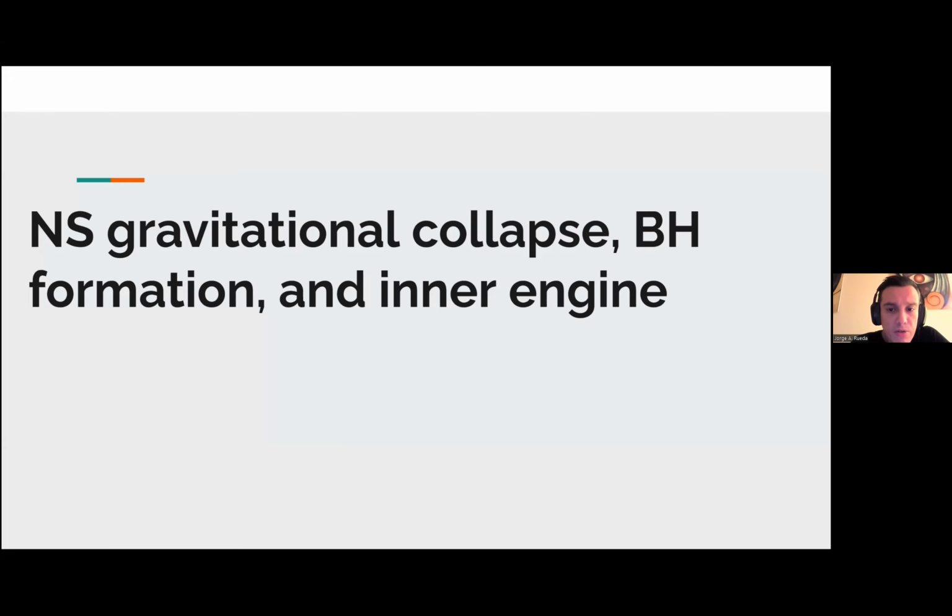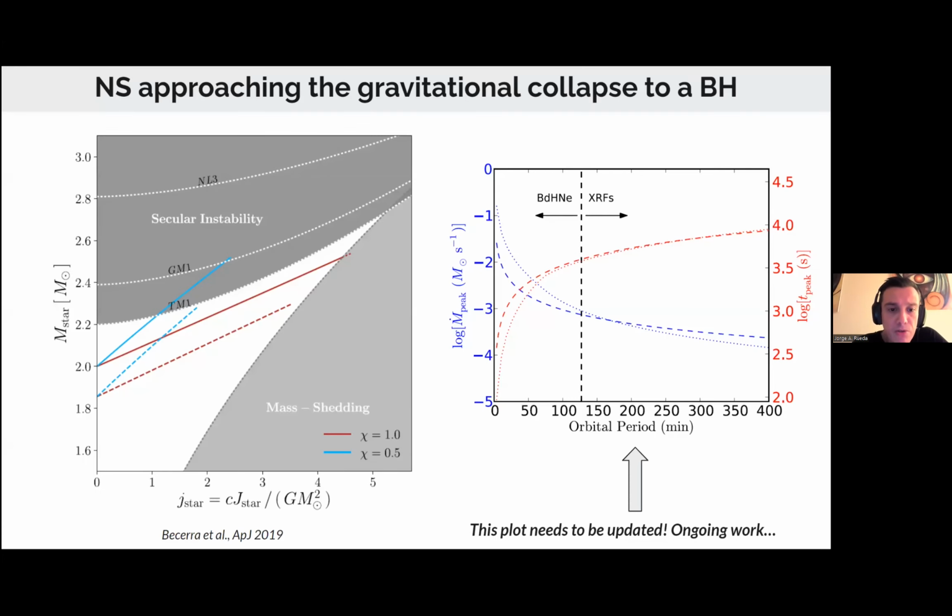Okay, so the neutron star gravitational collapse, I already mentioned that you can get the instability for gravitational collapse. And so you have systems which collapse to a black hole, and systems which don't form a black hole.